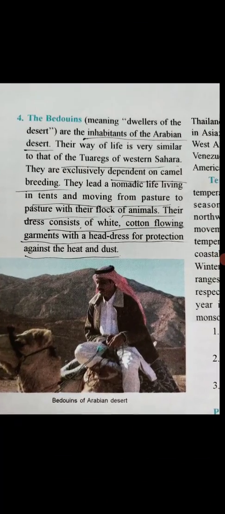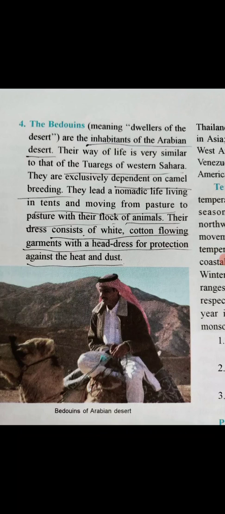The last tribe is the Bedouins. Bedouins means dwellers of the desert, okay. Dwellers means those who wander in the desert. These are the inhabitants of the Arabian desert. Their way of life is very similar to that of the Tuaregs of Western Sahara. Basically both of them are animal herders, animal rearing tribes, and they are exclusively dependent upon camel breeding. They do not rear any animals other than camels.